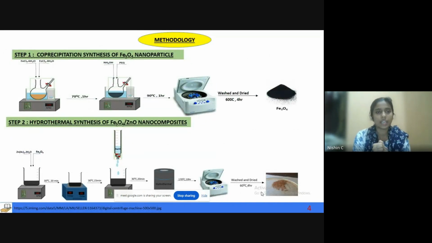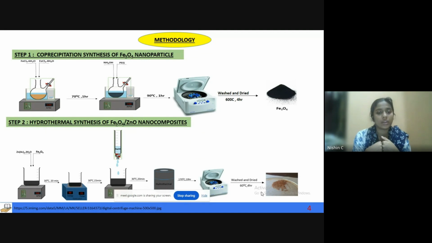The methodology. The synthesis of the Fe3O4 ZnO nanocomposite mainly includes two steps. The first one is co-precipitation synthesis of Fe3O4 nanoparticles, and the second one is hydrothermal synthesis of the Fe3O4 ZnO nanocomposite. In the co-precipitation synthesis, ferric chloride hexahydrate and ferrous chloride tetrahydrate are completely dissolved in 50 ml of DI water. To this, add ammonium hydroxide and PEG as the surfactant. After 1 hour of constant magnetic stirring, centrifuging, washing and drying, we get the Fe3O4 nanoparticles.